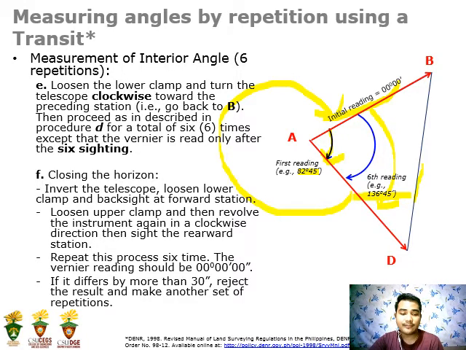And if it differs by more than 30 seconds, reject the result and make another set of repetition. Again, pag molapas na ang difference sa 30 seconds, then reject the result and make another set of repetition, or kanang itawag nato rerun.